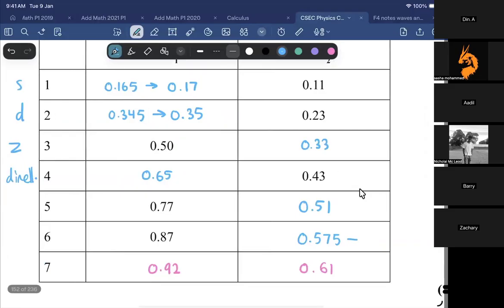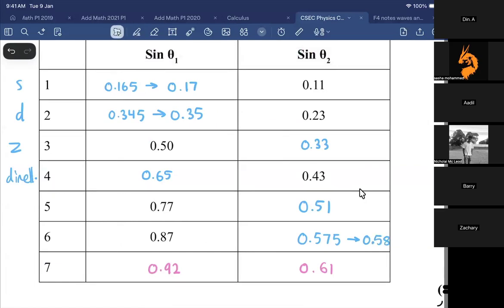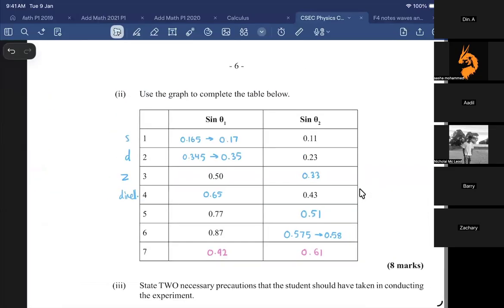0.575 would round off to what? 0.58. Right. So this is my piece of advice. If you have a table and everything in the table is to two decimal places, make sure whatever you put in is also to two decimal places. That's my advice.